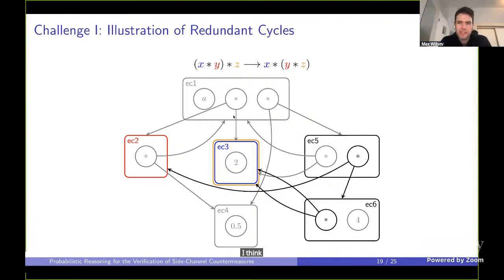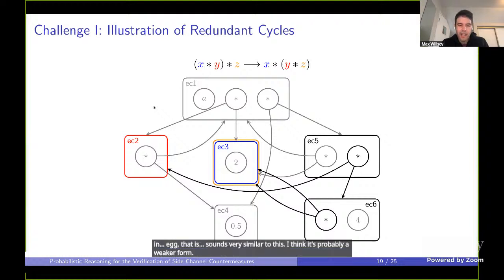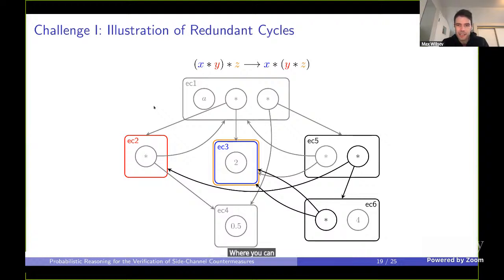I think I understand part of this. This would be a good time to note that, in fact, many of the people in this chat probably do not know this. There is a relatively new feature in Egg, though I didn't announce it, that sounds very similar to this. I think it's probably a weaker form, where when e-matching, you can basically abort that match if one of the matched e-classes is the same as the root e-class that you are matching at.